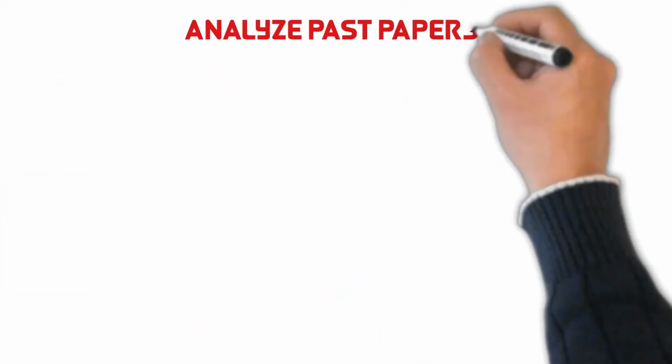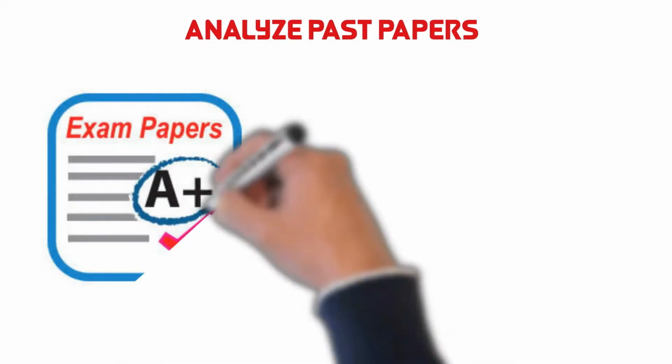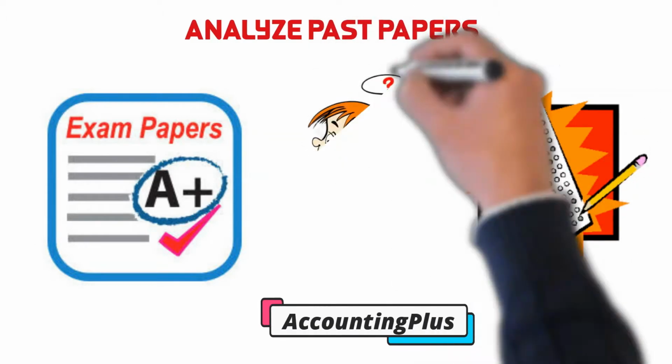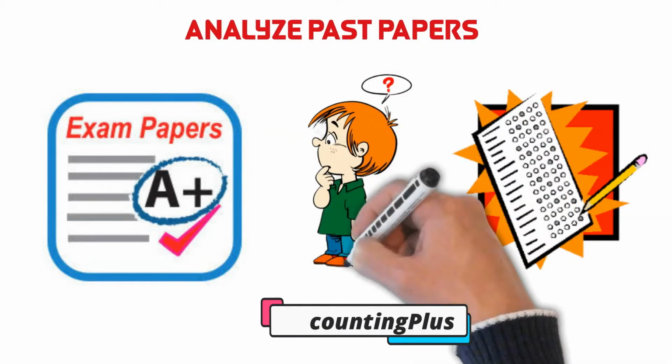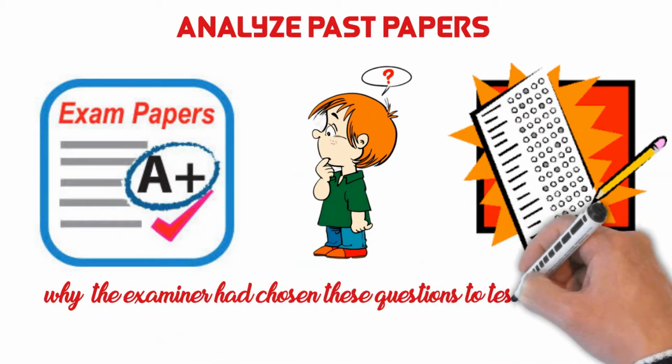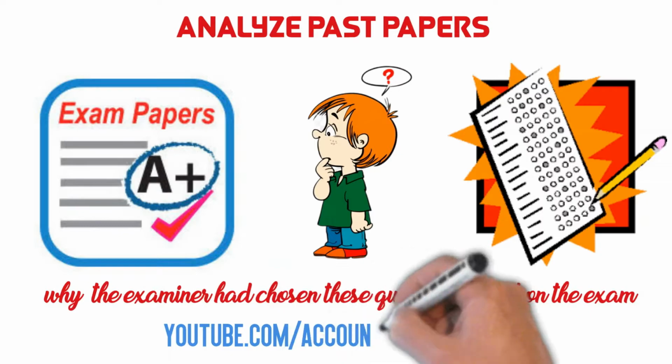Another key point you must keep in your mind to get an A+ in your economics class: analyze your past 5 years' papers. It will give you a clear idea which types of questions had been tested in the previous exams. You also need to think why the examiner had chosen these questions to test on the exam.